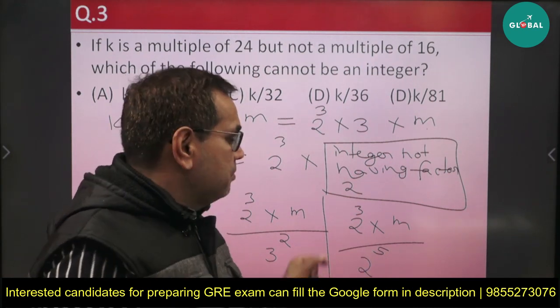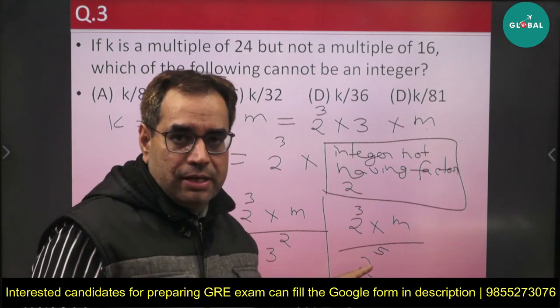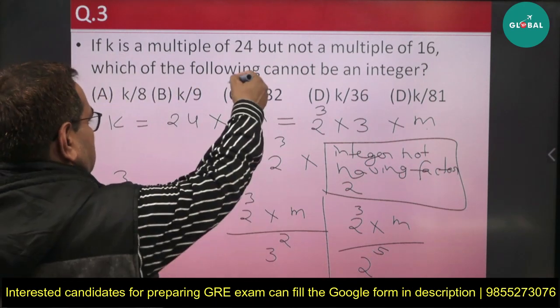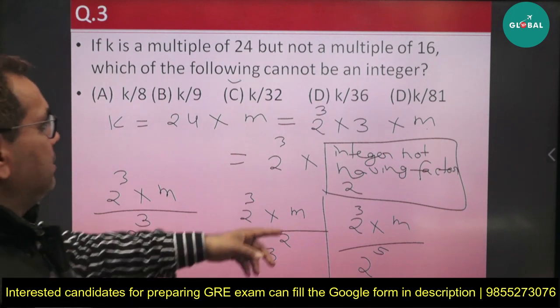So it means if we cancel out this 2 raised to the power 3, we will always have a 4 in the denominator. So this cannot be an integer. Okay, so this is the right answer. C is the right answer. And the others you can verify also.